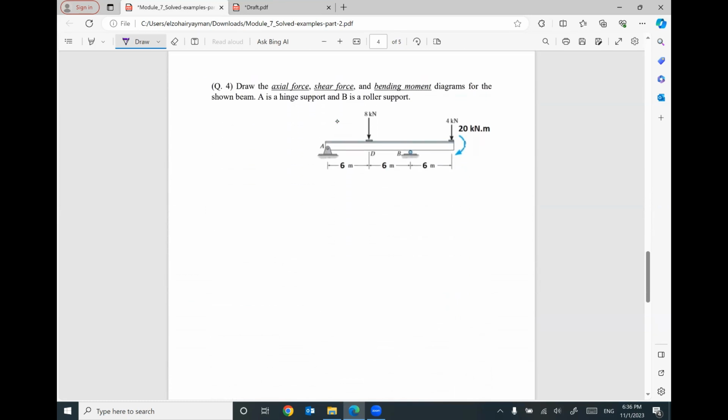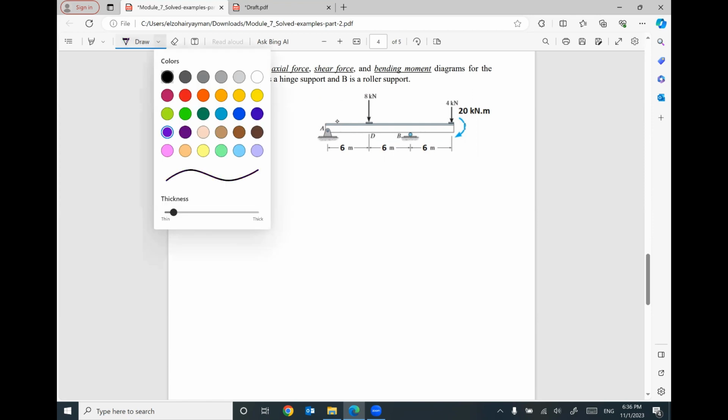Thank you, sir. One more example. This beam with A as a hinge support, B as a roller support, we need to draw the 3 diagrams. Okay, first step, I'm going to start with reactions.